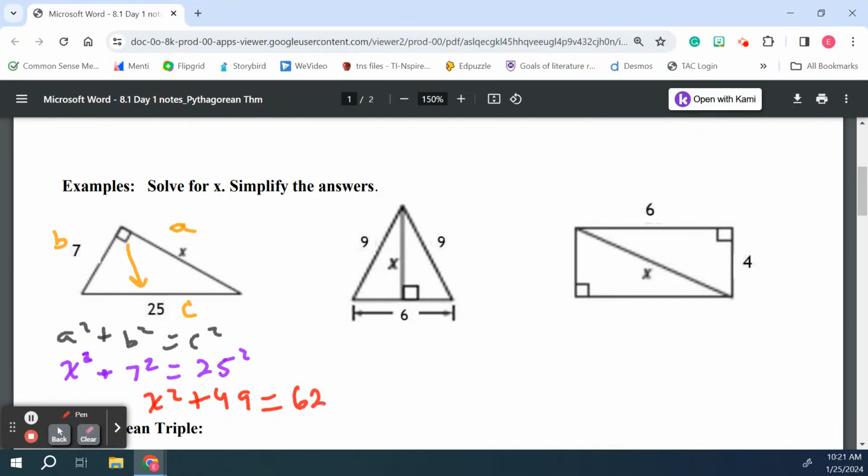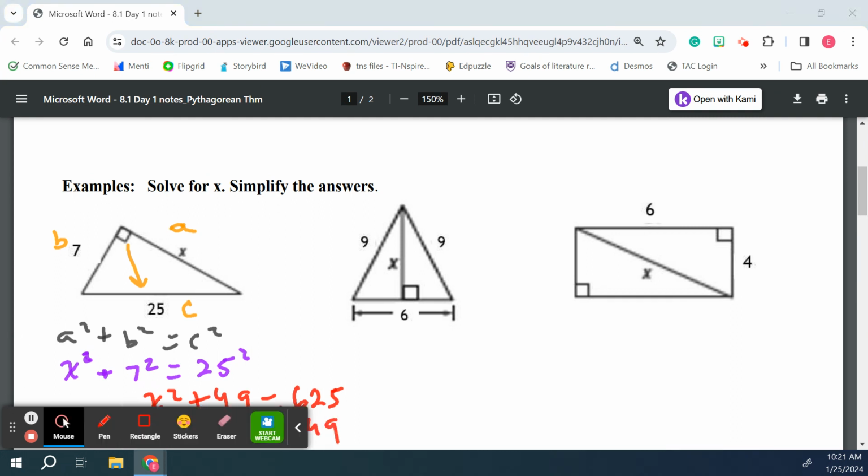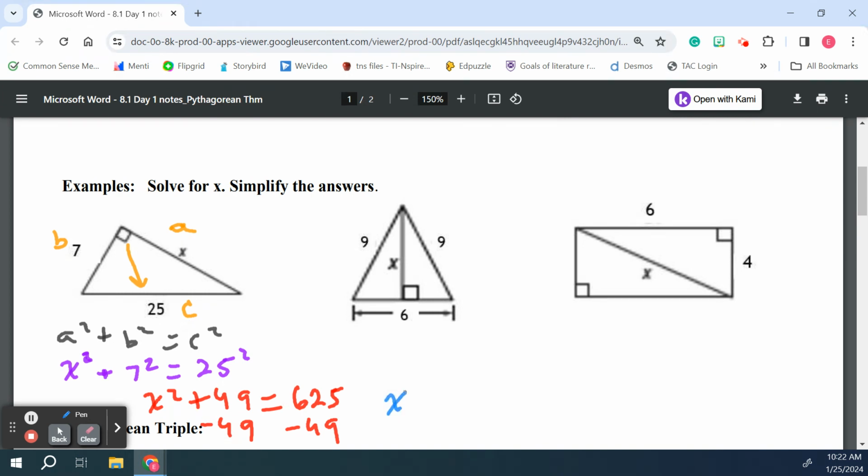Okay. So after you square everything, you just continue on. You're going to subtract the 49 from each side. Samira, what is 625 minus 49? 576. So x squared equals 576.